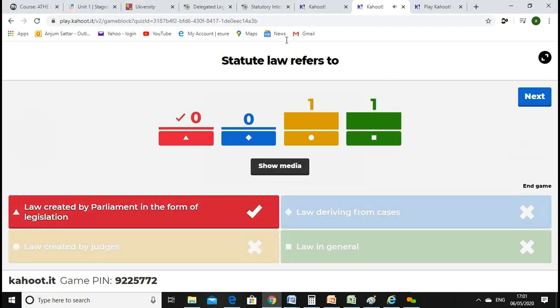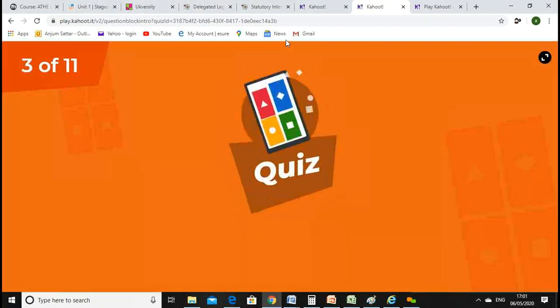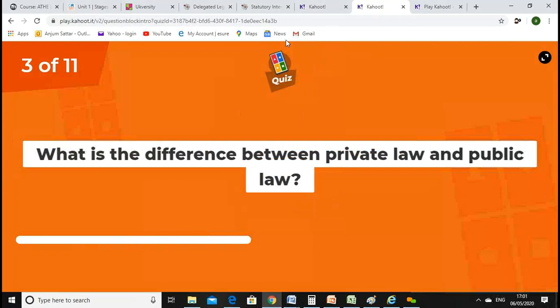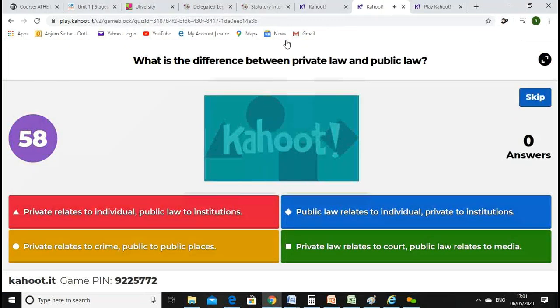Law created by Parliament in the form of legislation we call statute. It becomes law when Parliament passes it. Okay, next, third: what is the difference between private law and public law?